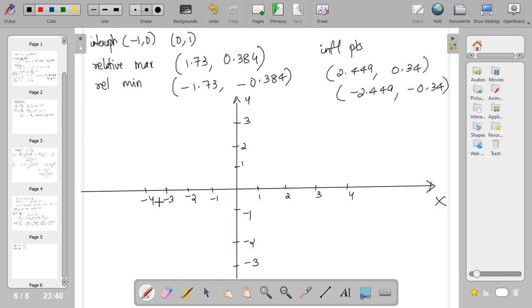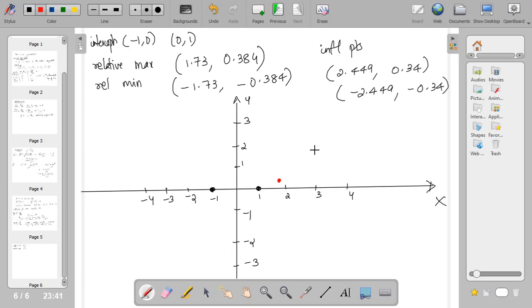Let us mark the points. So the points are, the intercepts will be 1, 0 and 0, 1, and the relative maximum is 1.73 and 0.384. Okay, so just draw that point here.